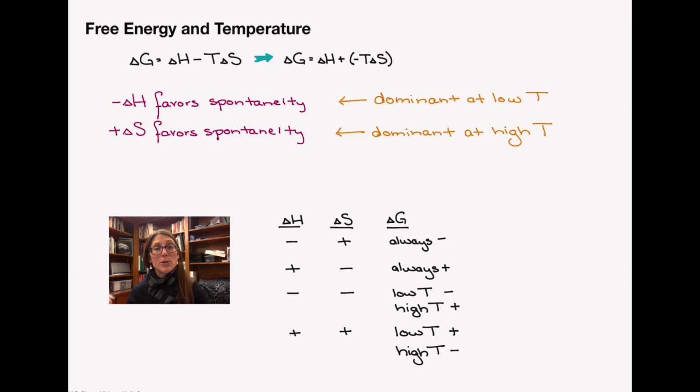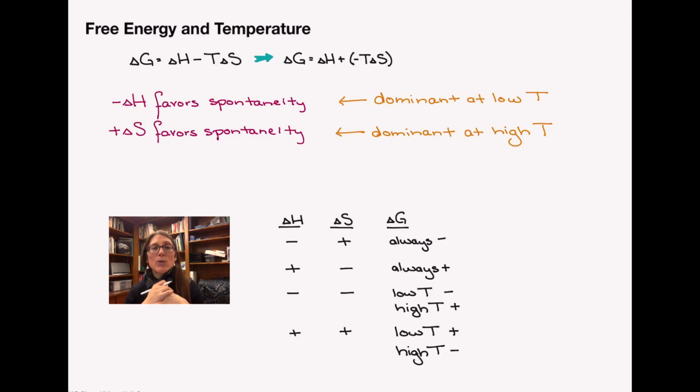At higher temperatures, that T delta S term can get very large, and the importance of the entropy comes into play. And so it depends on what the signs are. If both are negative, at low temperatures, since delta H is dominant, you're going to get a value for delta G that's negative. It'll be spontaneous. At high temperatures, it will not, because your entropy, which was not thermodynamically favorable, will dominate.